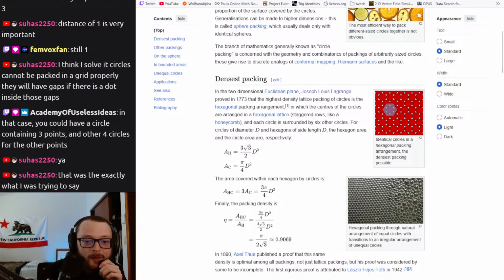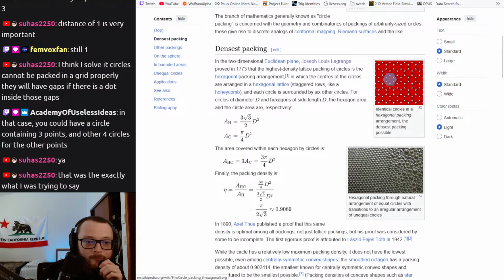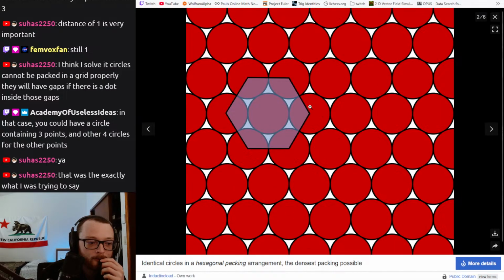Oh, this is where Penix is getting the hexagon from. Or I assume maybe Penix is... Oh yeah, Penix mentioned circle packing, so I assume this is where he got the idea. So could we place a dot in one of these gaps? And it wouldn't be possible? I don't know.